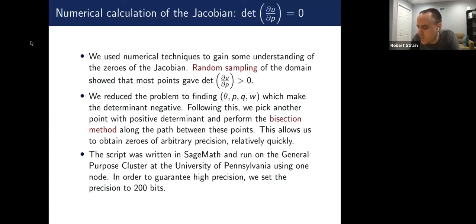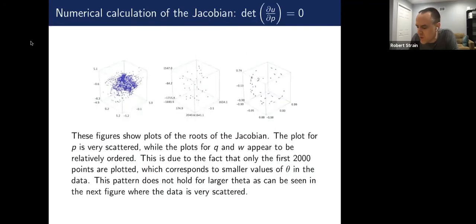And this script was written in Sage Math by James Chapman, and it was run in the general purpose cluster at the University of Pennsylvania using one node. In order to guarantee high precision, we set the precision to 200 bits, which means it had about 200 digits of accuracy beyond the decimal point. So it was very close to 0.